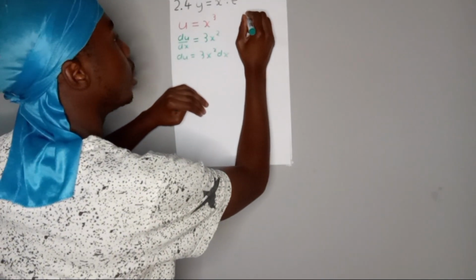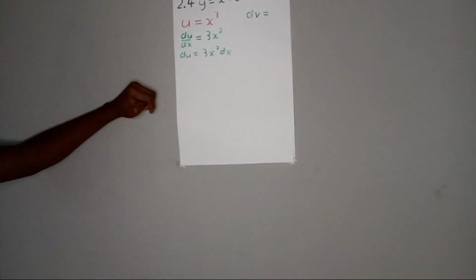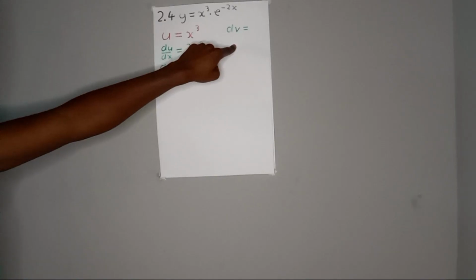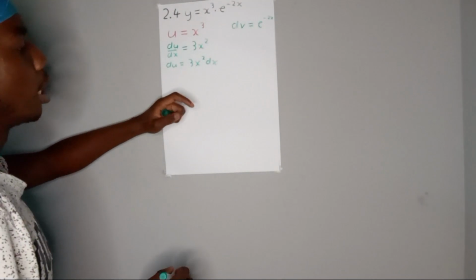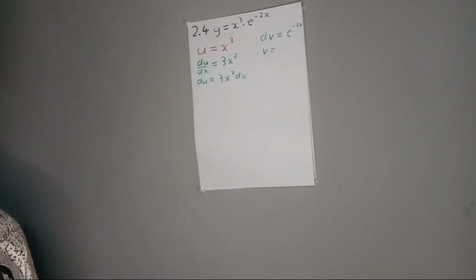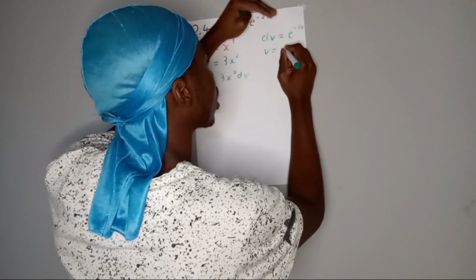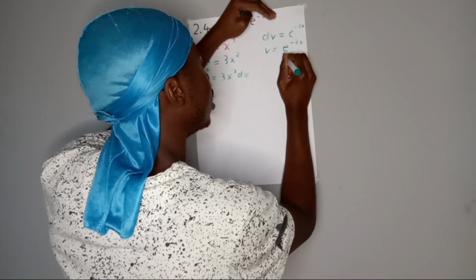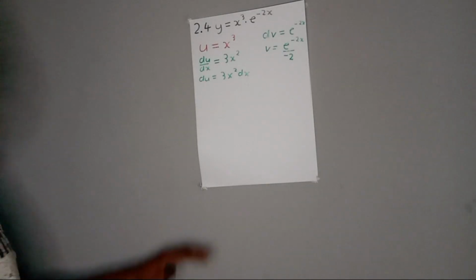So we're going to say dv is equal to e to the power of negative 2x. And now when we integrate that, that's going to leave us with e to the power of negative 2x over negative 2.